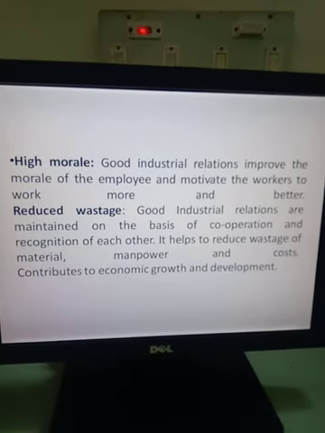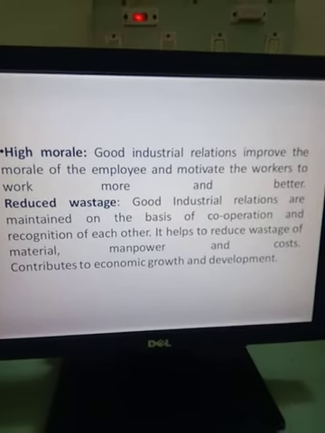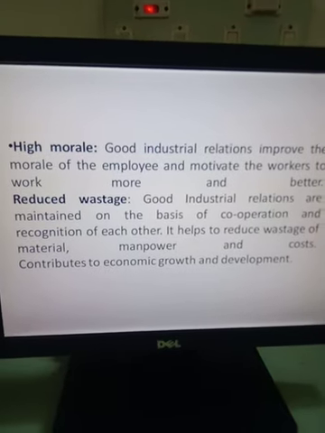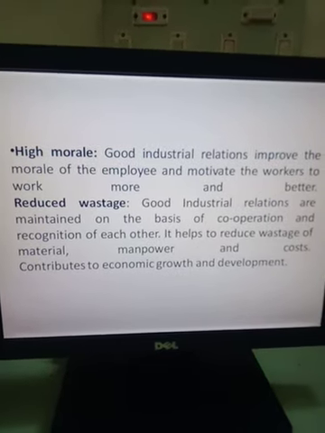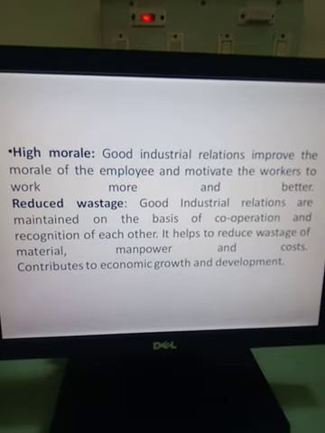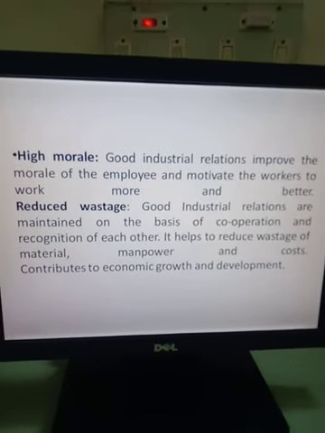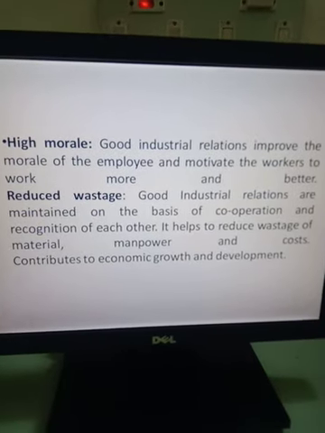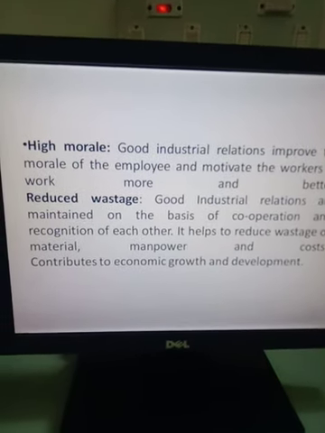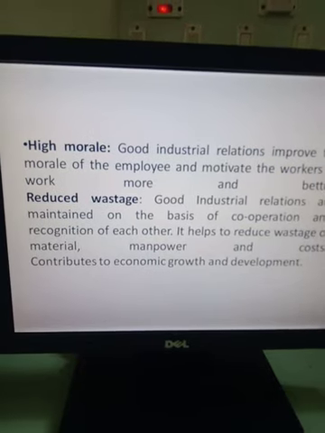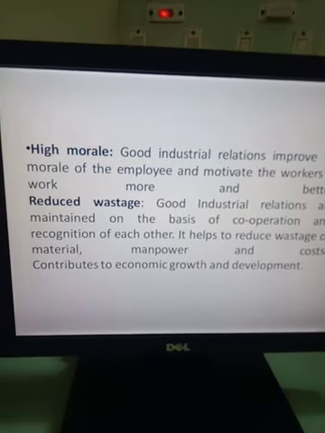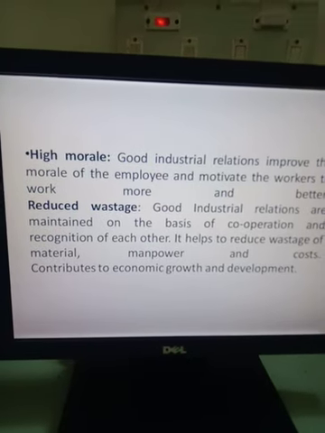So when you are maintaining good relations and good cooperation between workers, then they recognize each other and it may reduce wastage of material and also manpower and cost. So it contributes to economic growth and development. So what will happen? It will contribute to economic growth and development in the industries.